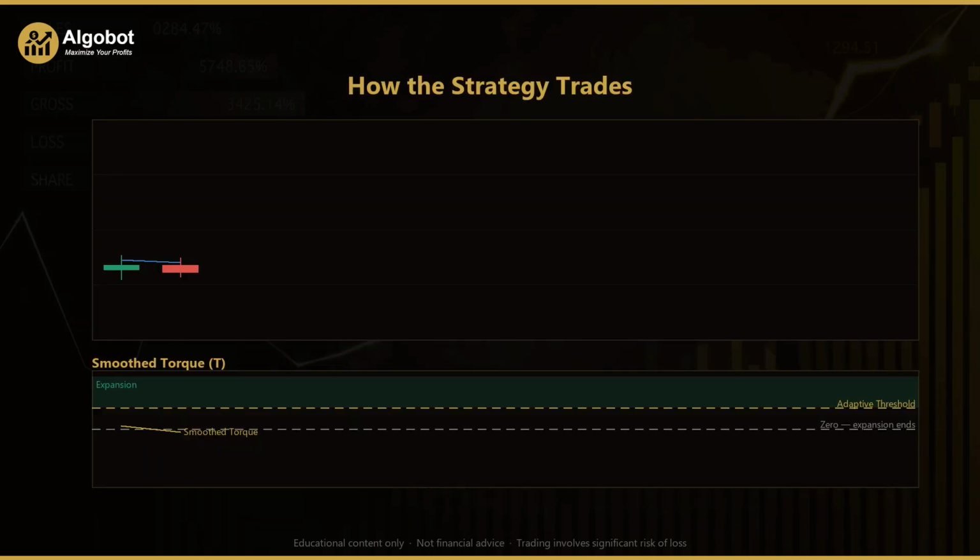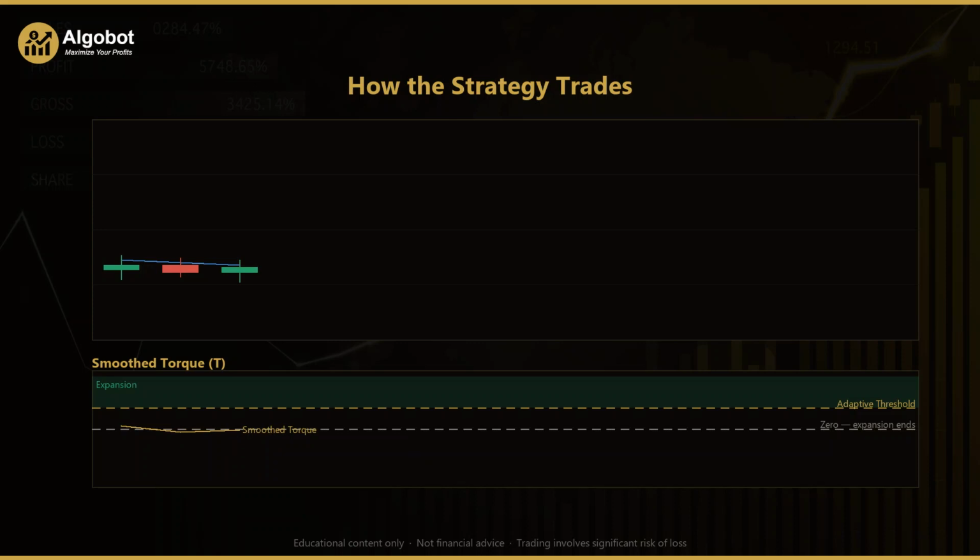Let's watch this play out candle by candle. On the price chart, you'll see the blue line, which is the centroid, our moving equilibrium. In the panel below is the smooth torque, with a gold dashed line marking the adaptive threshold and a gray line marking 0. Look at the first 3 candles.